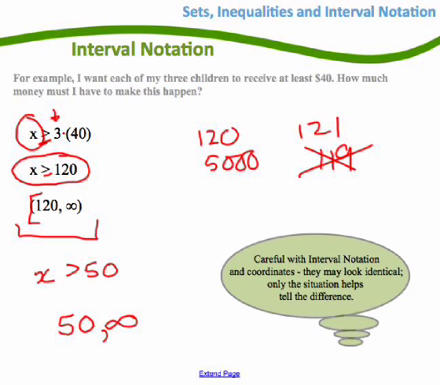And if it doesn't equal 50, if it's greater than, like 50 won't work, 51 will, but 50 won't, then I have to put a parenthesis like this and a parenthesis on this side. Careful with that, because that looks an awful lot like a coordinate. Usually the question itself dictates what it is, and you can tell the difference between them, but careful with that.